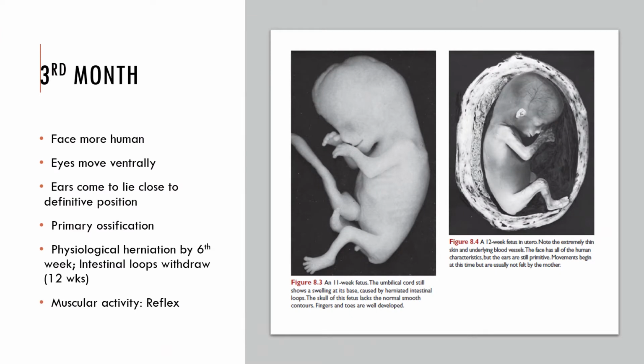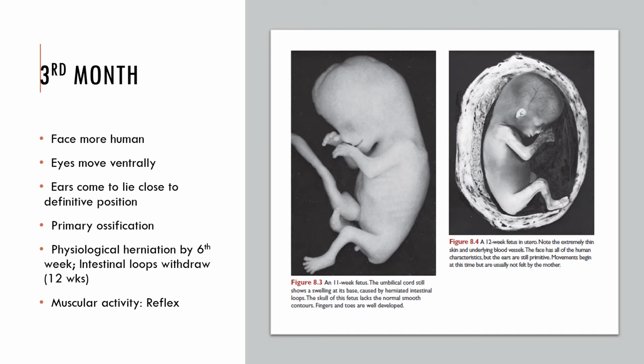During the 3rd month, the face becomes more human-looking. The eyes, initially directed laterally, will move to the ventral aspect of the face, and the ears will now come to lie close to their definitive position at the side of the head. The limbs reach their relative length in comparison with the rest of the body, although the lower limbs are still a little shorter and less well developed than the upper extremities.